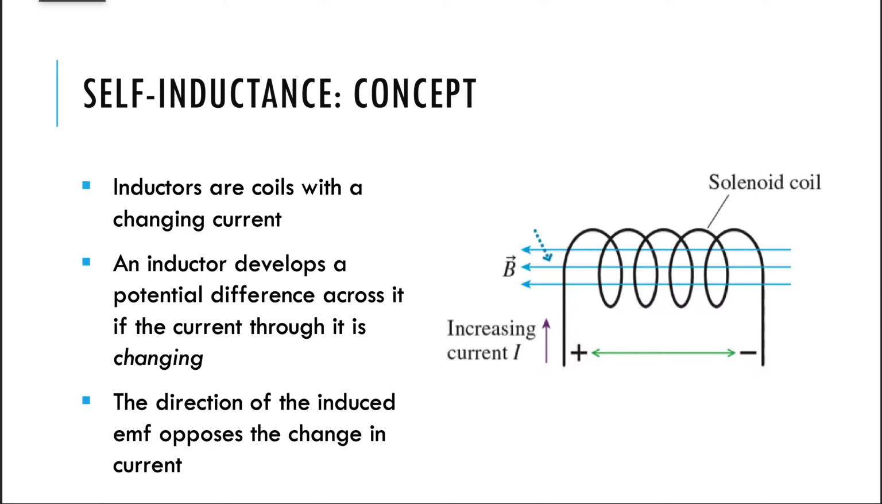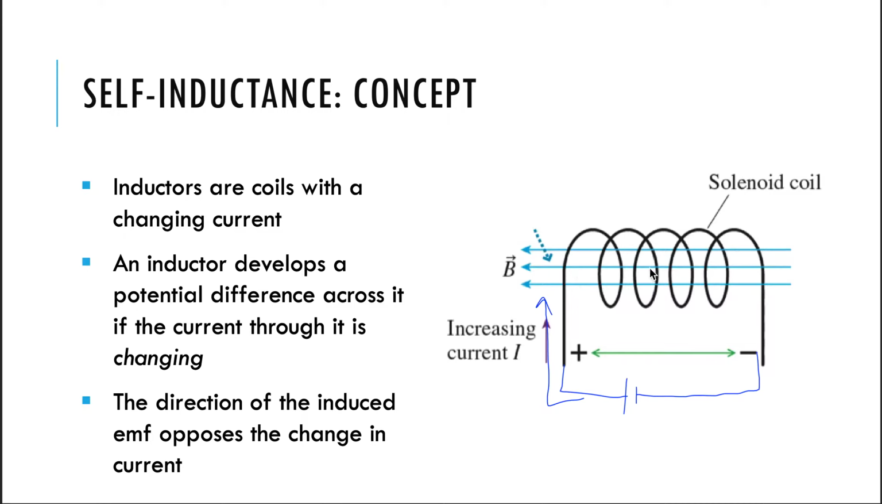Let's talk about the concept. The first thing is that we're going to have an inductor, which is just a coil of wire, and there's going to be a changing current within this coil of wire. Imagine that you have a coil of wire with no current going through it. Now let's say that you hook it up to a battery, so that there's a positive voltage on the left and a negative voltage on the right. Once you hook it up to this battery, you now have a current through this coil. So the current through the coil is changing.